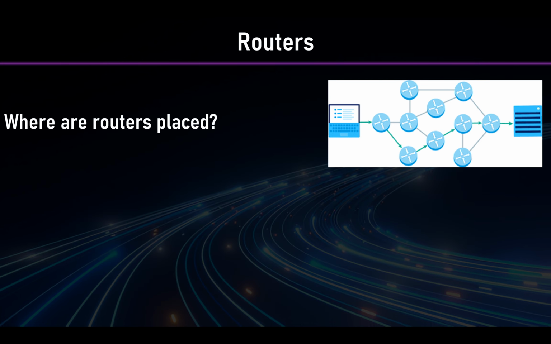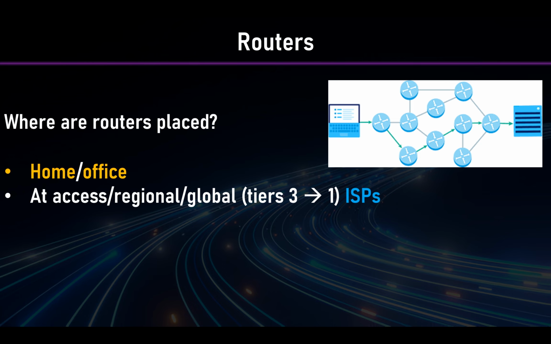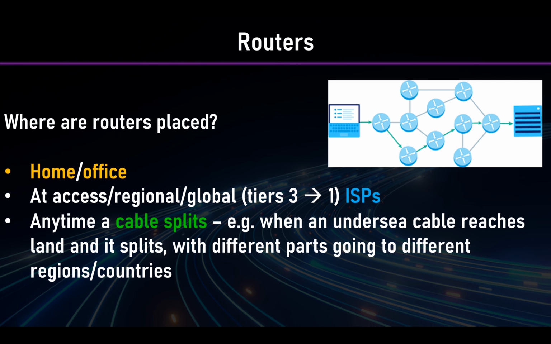All right, so let's think about where a router is going to be placed. One, they could be in a home or office. I think everyone knows that home router. They can also be placed at all three of the tiers: access, ISP, regional, global. There's going to be routers at every stage. Also, any time that a cable splits, for example when an undersea cable reaches land and it splits, with different parts going to different regions or countries.